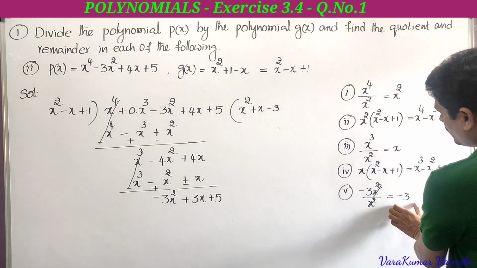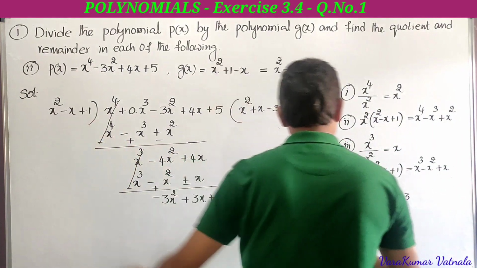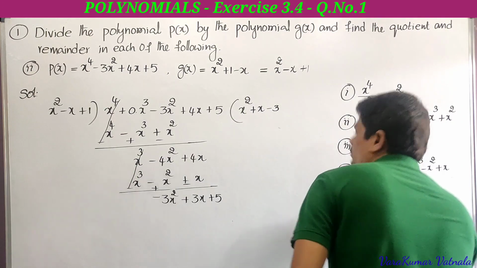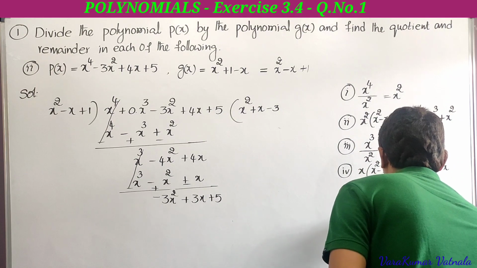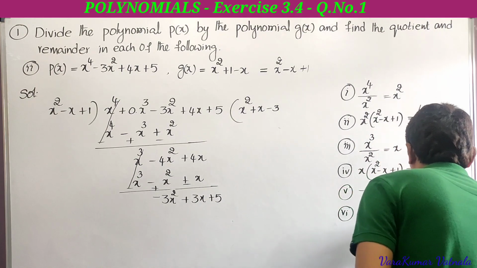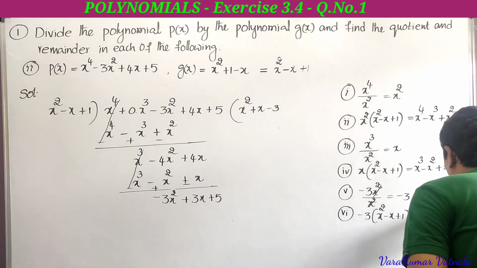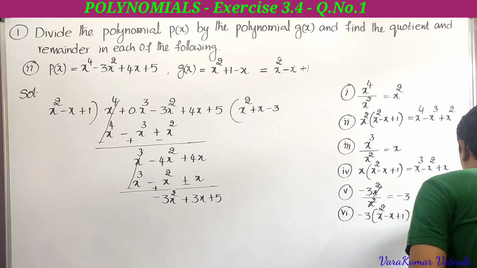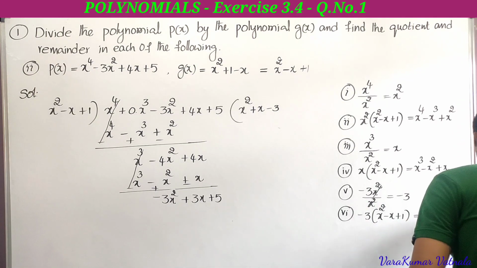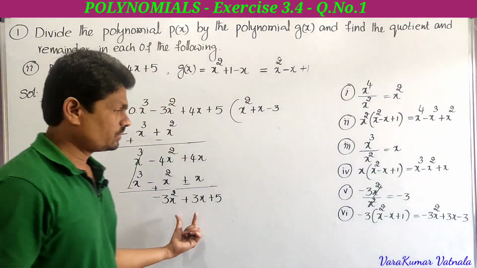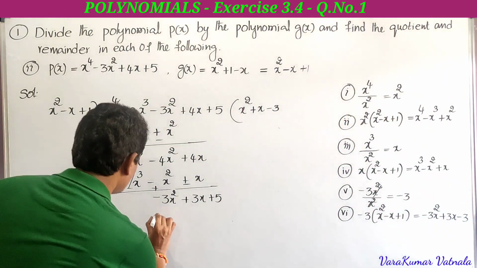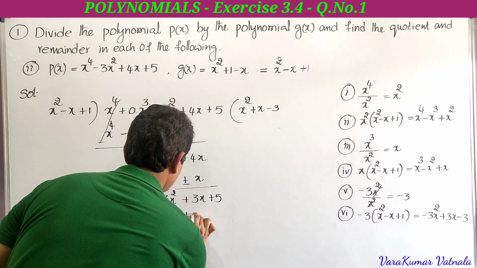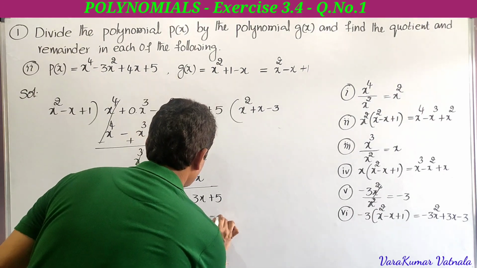In the next step, multiply minus 3 with the divisor, that is minus 3 into x square minus x plus 1. So minus 3 into x square is minus 3x square, minus 3 into minus x is plus 3x, minus 3 into plus 1 is minus 3. Now write below the terms of the dividend: minus 3x square, plus 3x, and minus 3.